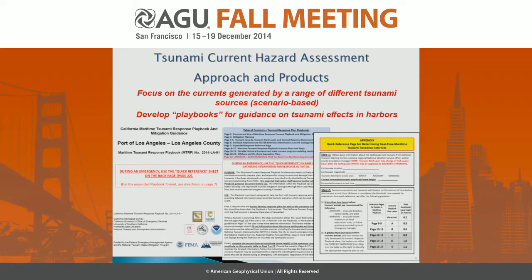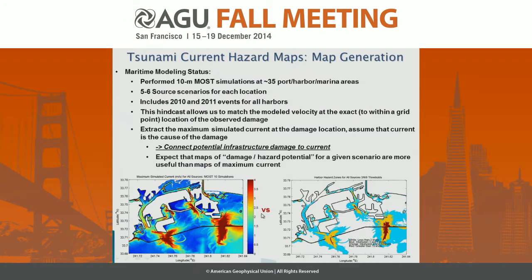With these playbooks, we focus on the currents generated from a range of different tsunami sources. So we are scenario-based. We are not probabilistic. These are an example of some of these pages. I'll talk more about this a little bit later on, and I think Rick will go into this as well a little bit later on.